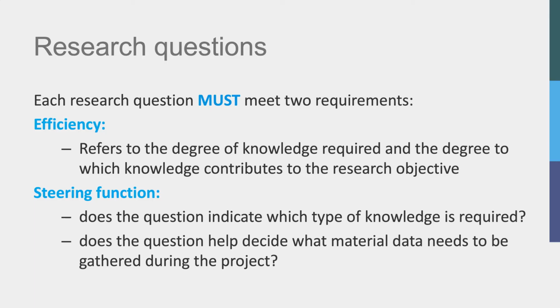A well-formulated research question meets the following two requirements. Firstly, it must meet the efficiency requirement. The question should refer to the degree of knowledge required and the degree to which knowledge contributes to the research objective. Secondly, it must have a steering function. That is, it must indicate the type of knowledge required and help to decide what material data needs to be gathered during the project.